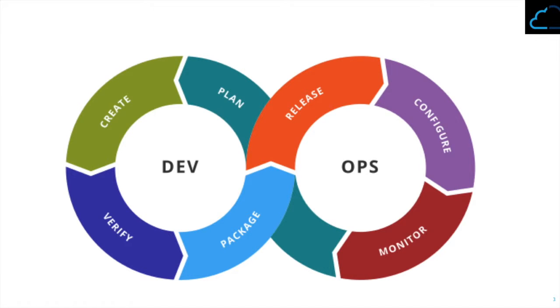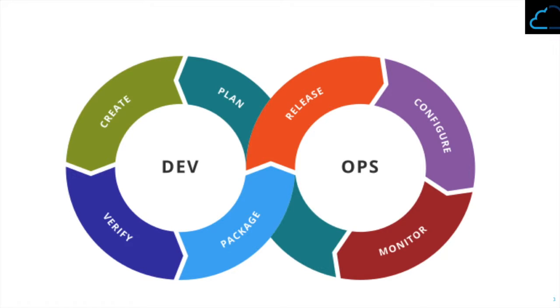You can see from the picture, the DevOps clearly means development and operation. So it actually involves multiple tasks. From the development side, you have create, plan, verify, packaging, and on the operation side, you have release management, configuration management, and operation. So basically, it is a combination of multiple jobs into a single role.